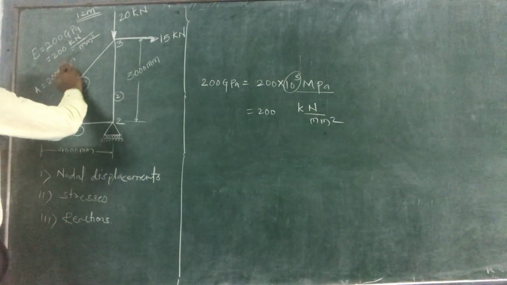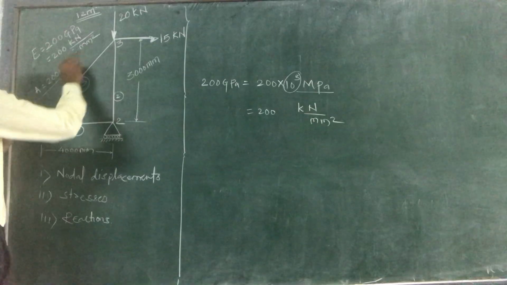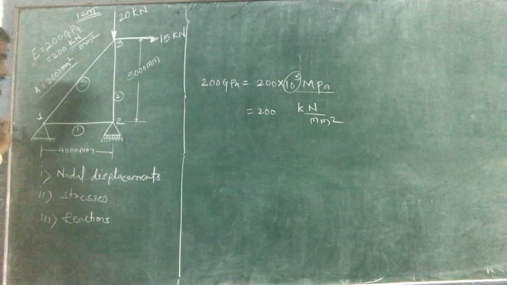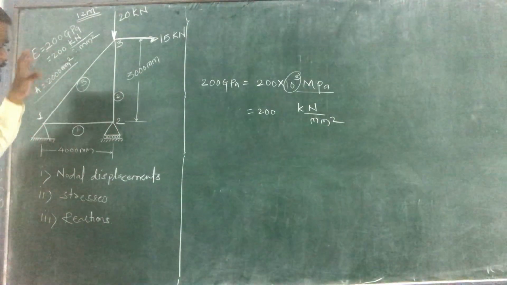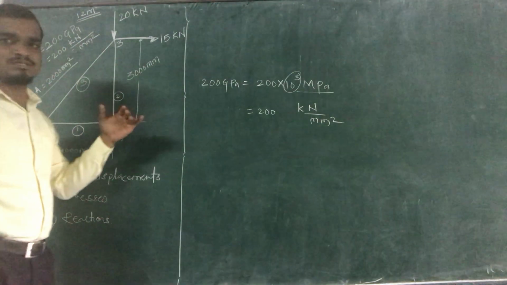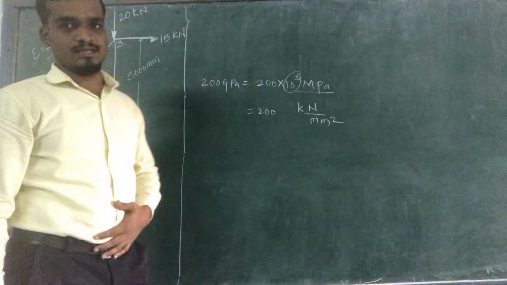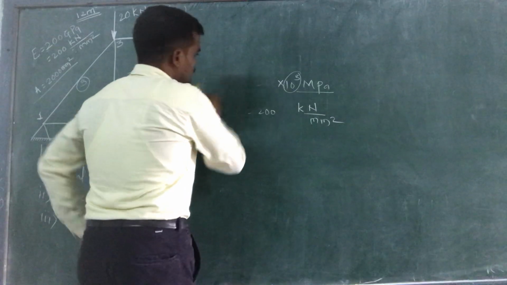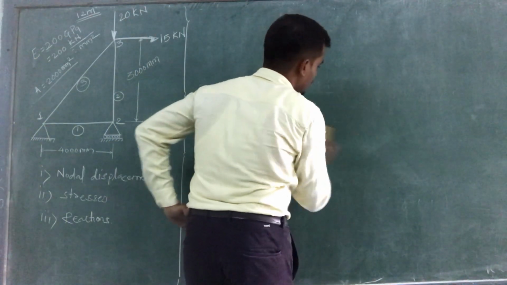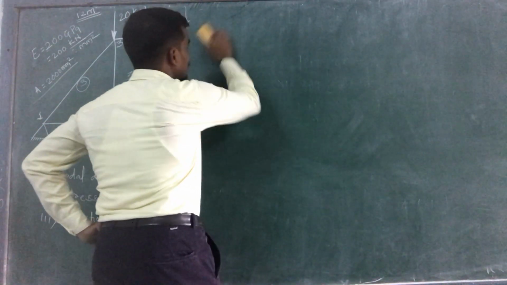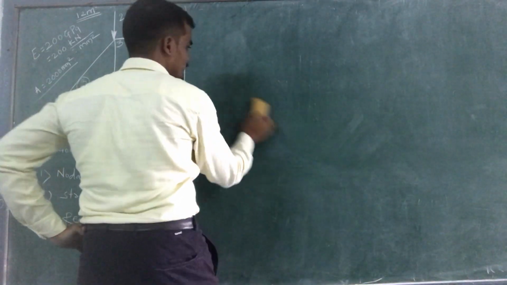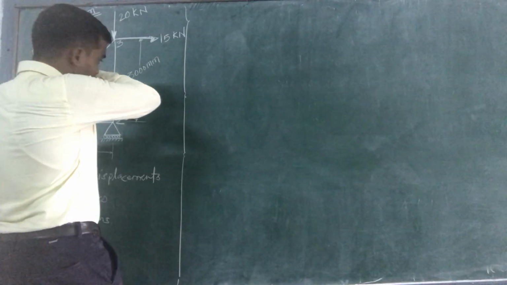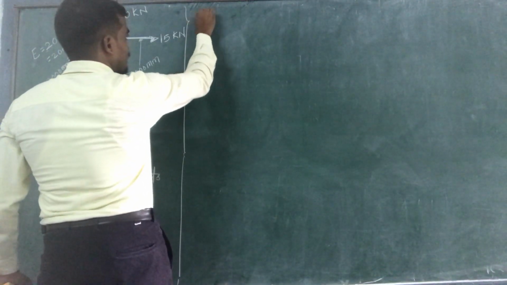And the area is also given for all three members. Area is also common, which is nothing but 2000 mm square. Okay, so all the data is given. Now we need to proceed with the same procedure that we applied in our previous lecture to solve the truss problem. So to solve the truss problem, we need to first construct one table for each element, as we constructed one table in the previous example also. So first we need to create one table, for the element.